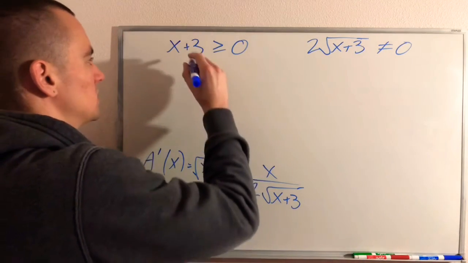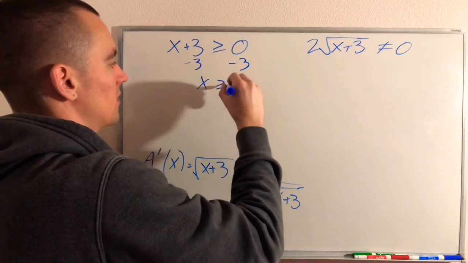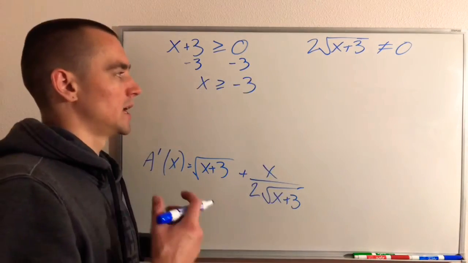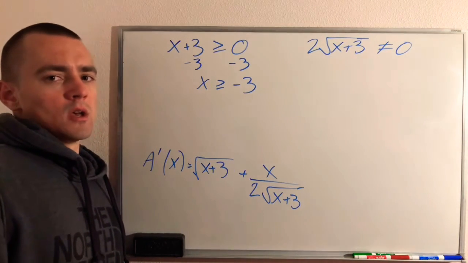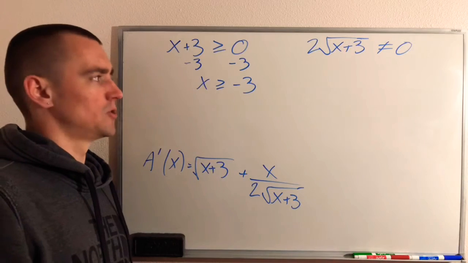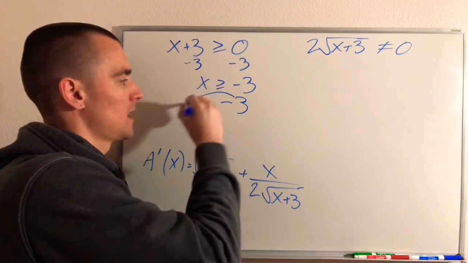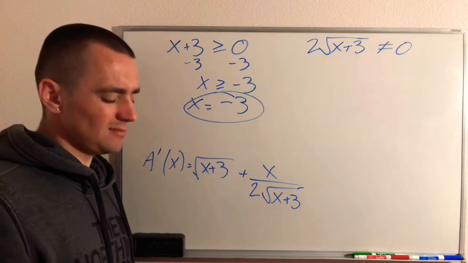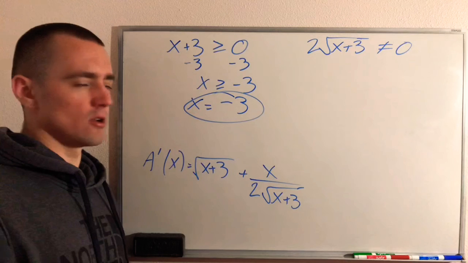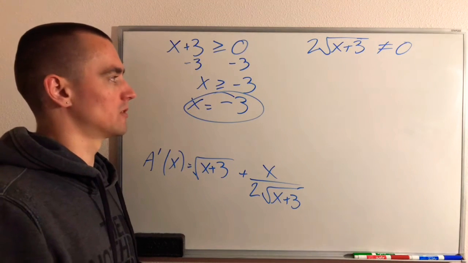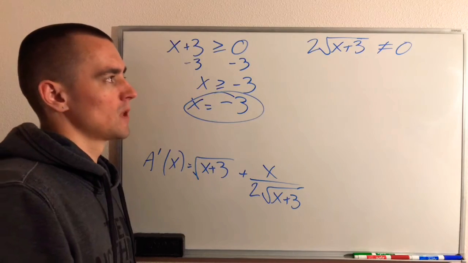So first solving this one, we can just subtract 3 from both sides, we'll get x has to be greater than or equal to -3. So any x values less than -3 are not going to work. So we would want to consider x equals -3 as a critical number. That may or may not be a local maximum or minimum. We don't know yet. We'll have to figure that out with the first derivative test. But it should be considered a critical number.